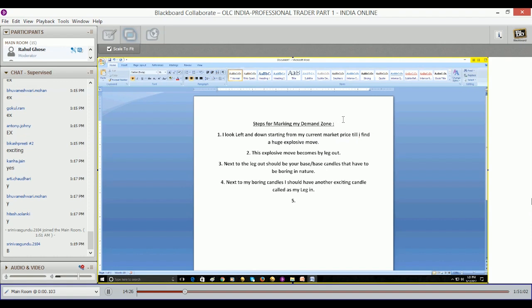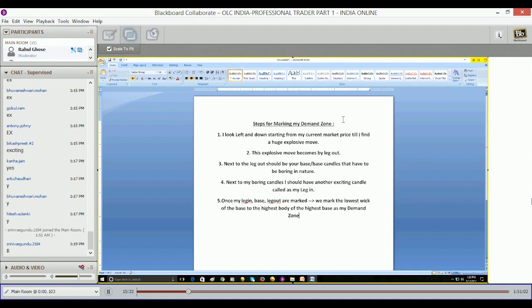Then step number 5 says that once my leg in, base and leg out are marked, we mark the lowest wick of the base to the highest body of the highest base as my demand zone.